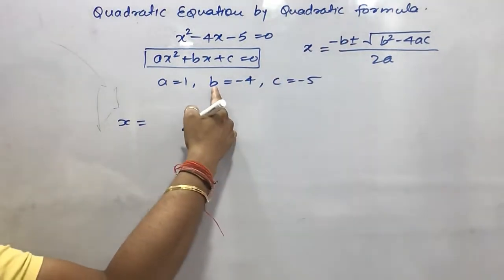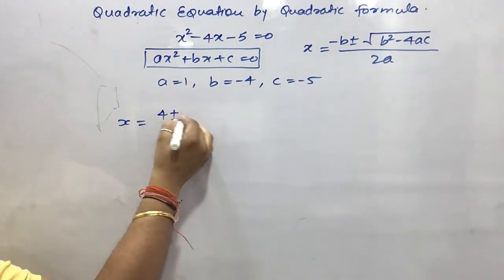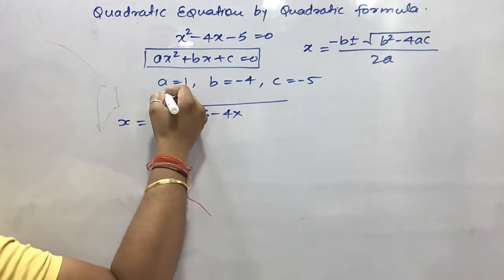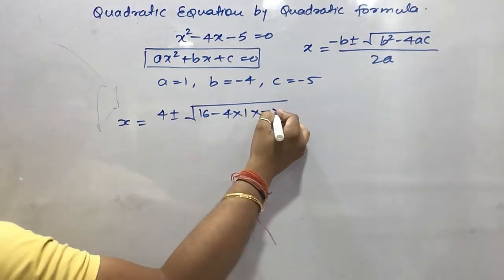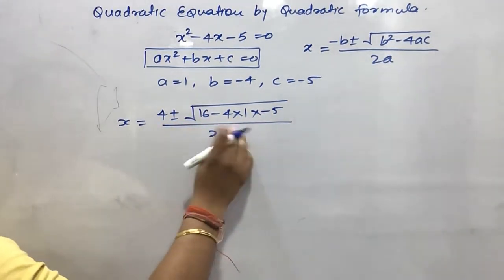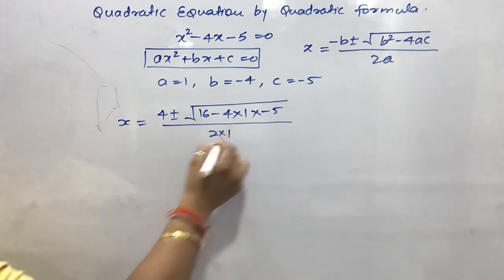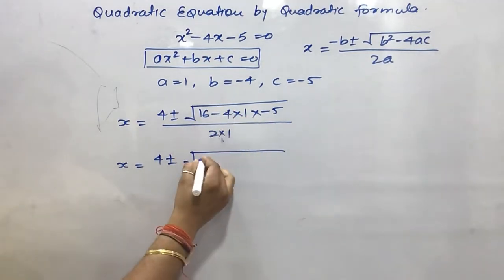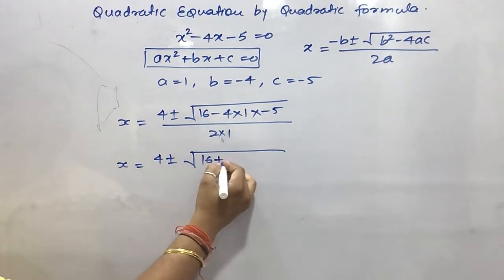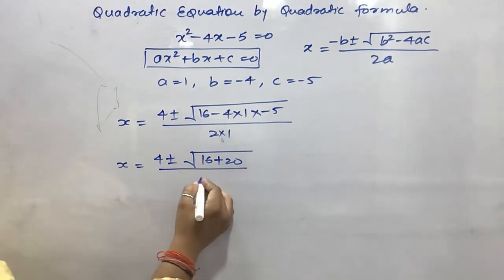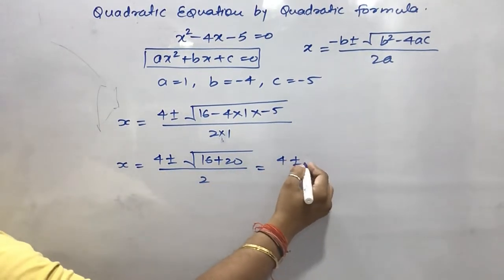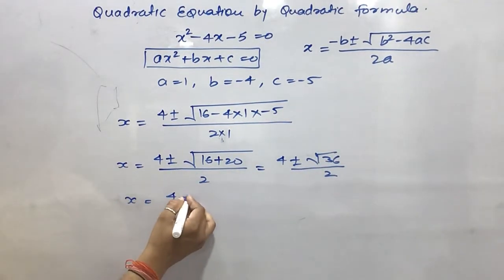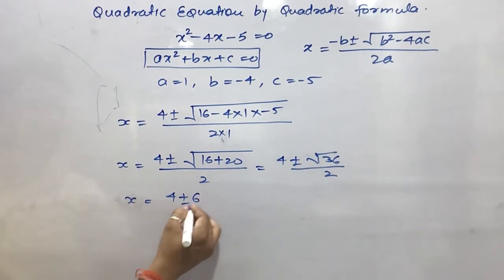Now use the formula. x equals minus b, and here the value of b is minus 4, so it will become positive, plus minus root of b square, which is 16, minus 4, the value of a is 1, and the value of c is minus 5, upon 2a, and the value of a is 1. Now what do we get? We get 4 plus minus under root 16 minus 5 into minus 4, it will become plus 20, and in this way we get 4 plus minus under root 36 upon 2, and everyone knows under root 36 will give us 6, so 4 plus minus 6 by 2.